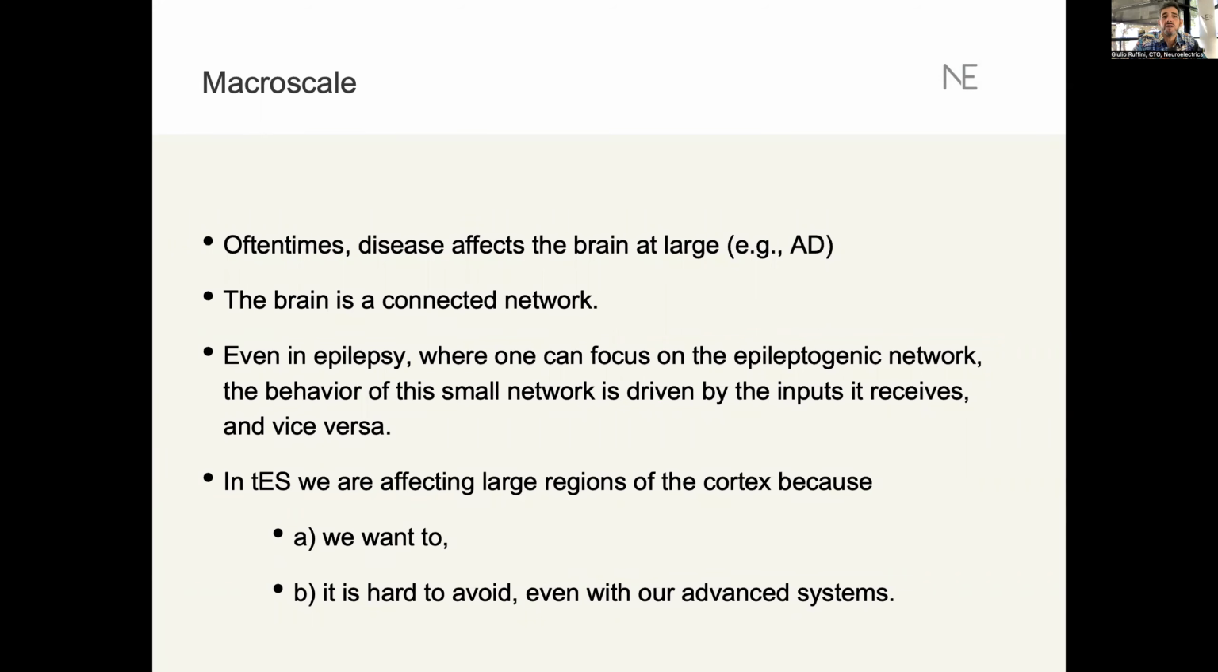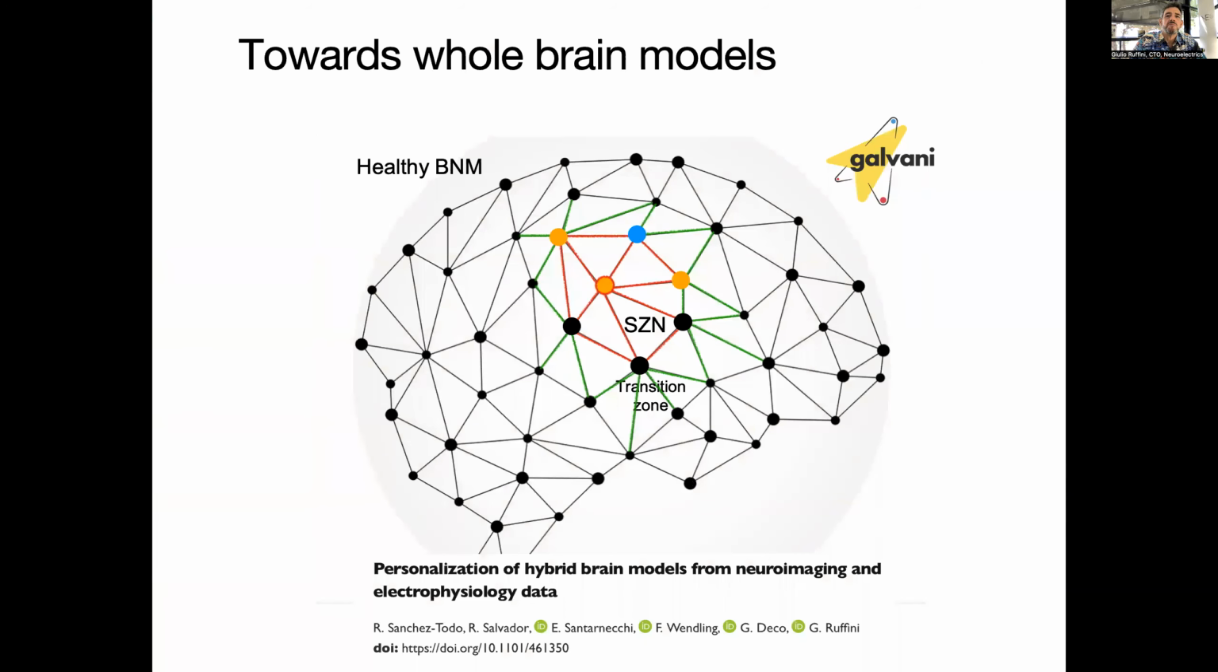Whether we like it or not, with tES we are also affecting relatively large regions of the cortex, even if we use focal montages, because of the physics of the problem. So you need to think of the cortex at the mesoscale and macroscale. And this is work that, as I mentioned, we started doing already some years ago.